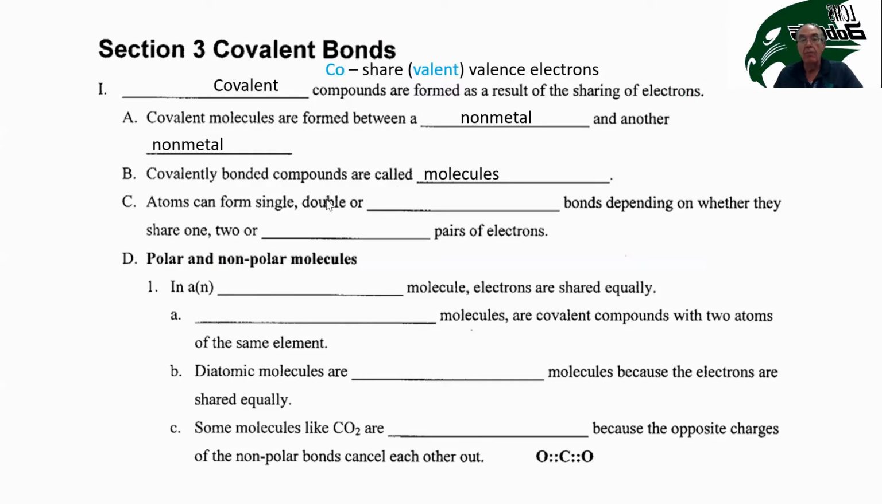Covalently bonded compounds are called molecules. They can form single, double, or triple bonds, depending, like I just said, on whether they share 1, 2, or 3 pairs of electrons. In one pair of electrons, there are 2 electrons, 1 from each atom. If they're sharing 2 pairs, there are actually 4 electrons, 2 from each atom. And 3 pairs would be a total of 6 electrons, 3 from one atom, 3 from the other atom. So they both share 3.